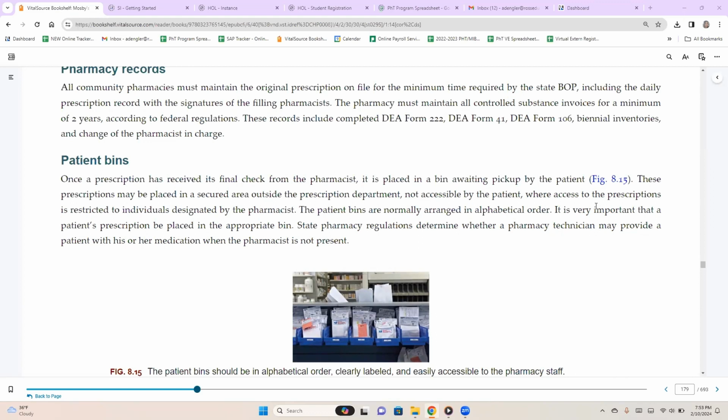State pharmacy regulations determine whether a pharmacy technician may provide a patient with his or her medication when the pharmacist is not present.